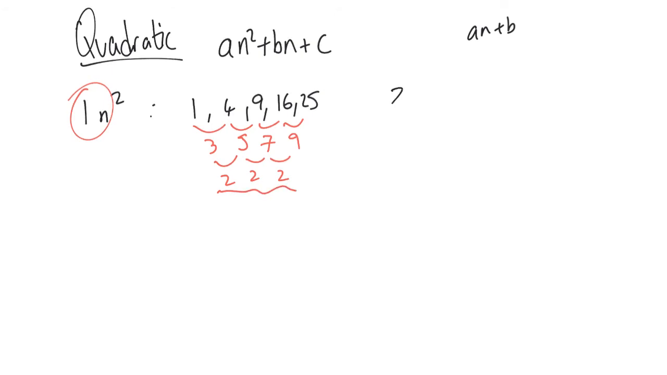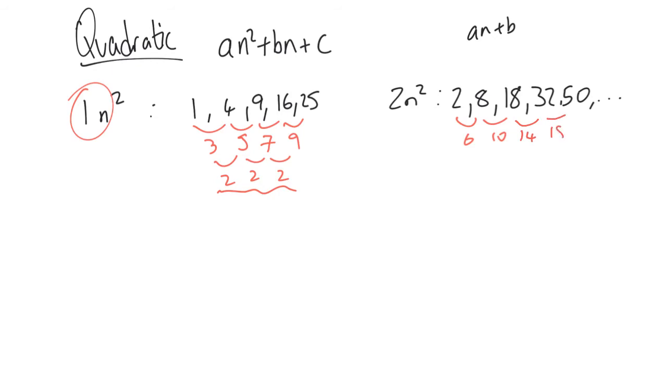Let's look at the sequence 2n squared. So that's going to be n squared multiplied by 2. So that's 2, 8, 18, 32, 50, and so on. And if we look at the differences between them, there's 6 and 10 and 14 and 18, and the second difference is 4. So whenever we had 2n squared, the second difference is 4.